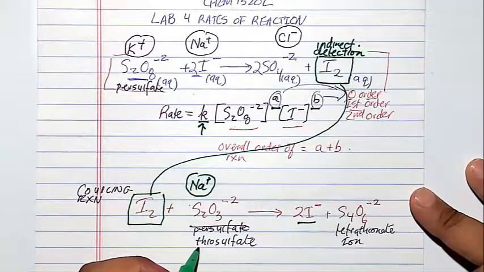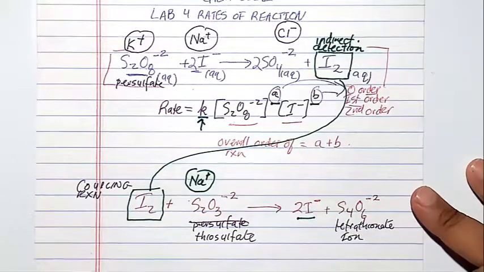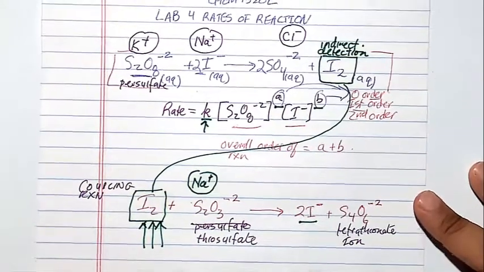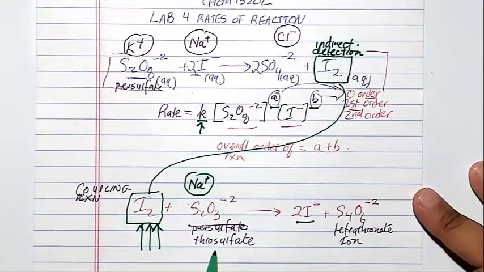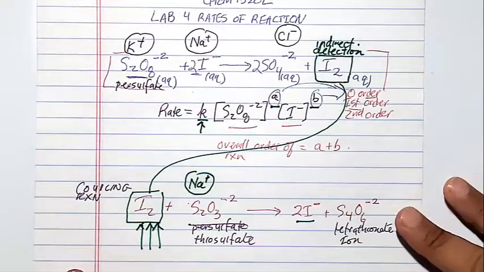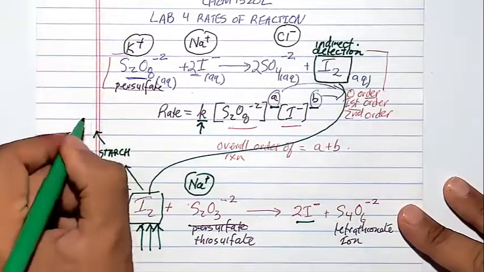Now, what happens when this thiosulfate ion gets all used up? When this thiosulfate ion gets all used up, what starts to build up? This I2 starts to build up. The minute this I2 starts to build up after all of this thiosulfate is depleted, this leftover or residual I2 will react with the starch to give you color.